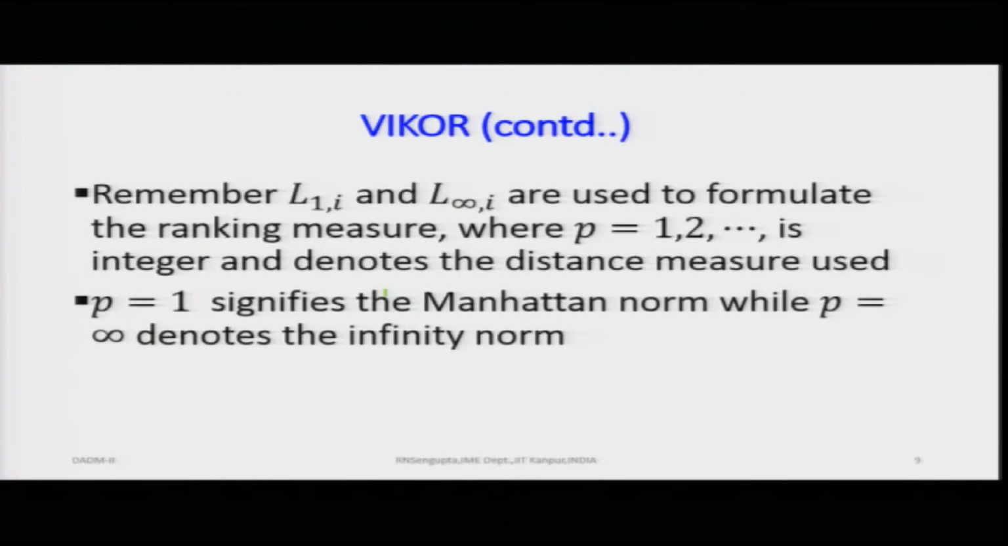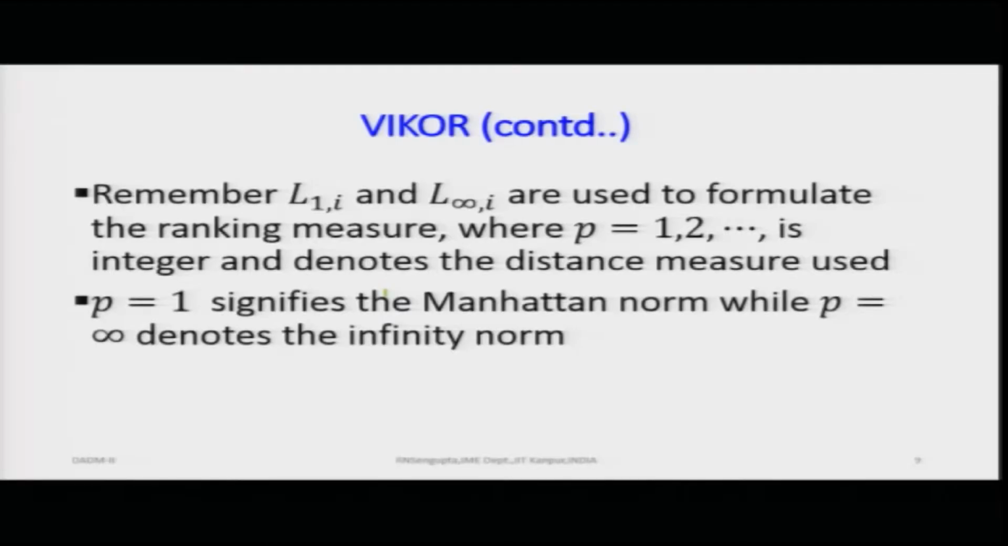So, that will be for I equal to 1, 2, 3, 4 till m for each and every alternative which you have. L1 and L infinity are used to formulate the ranking measures, where p can be 1, 2, 3, 4 till infinity, is an integer and denotes the distance measure used. So, whatever distance measure we find, we will use that. P equal to 1 denotes, as we have already discussed in the Topsis method, the Manhattan norm, while P equal to infinity denotes the infinity norm, which is the max one.